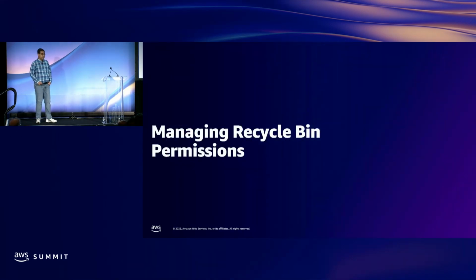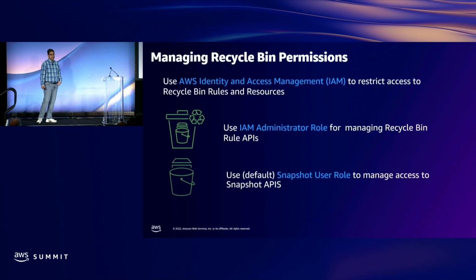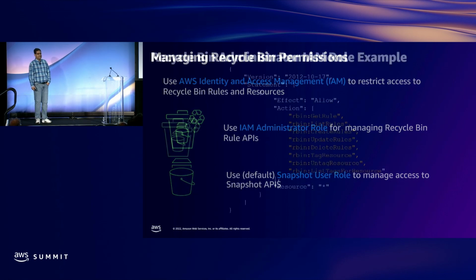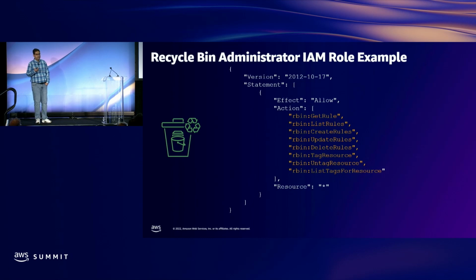One other thing I want to cover is managing your recycle bin permissions, because these are now the repository of deleted snapshots. So use IAM rules to restrict access to recycle bin rules and resources. You can use the IAM administrator role for managing recycle bin rule APIs, and you can use the snapshot user role to manage access to snapshot APIs. So here's an example of the administrator IAM role permissions. All the function commands are listed within the administrator rules.